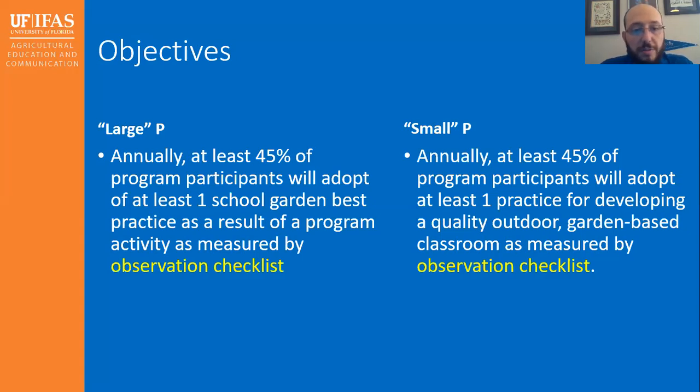So another large P versus small p. Annually, at least 45% of program participants will adopt at least one school garden best practice as a result of a program activity as measured by observation checklist. So the things that change here: will adopt at least one practice for developing a quality outdoor, garden-based classroom.